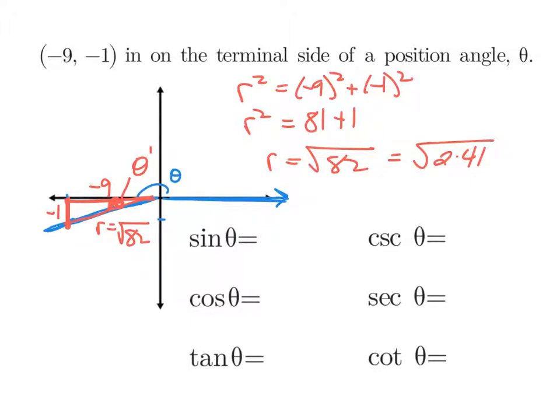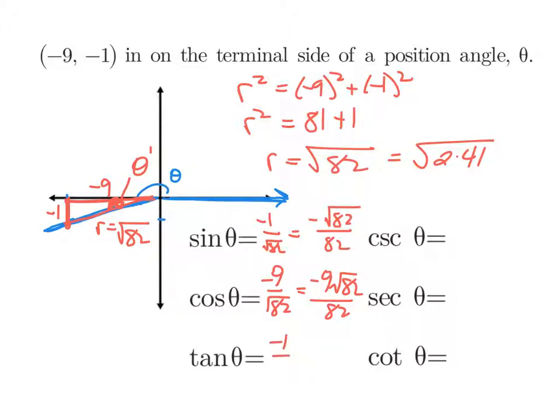Since it's where theta is, its opposite side is negative 1, and the hypotenuse is square root of 82. Of course, we should rewrite this as negative square root of 82 over 82. The cosine is going to be negative 9 over square root of 82, which makes negative 9 root 82 over 82. And tangent is opposite over adjacent, or 1/9.